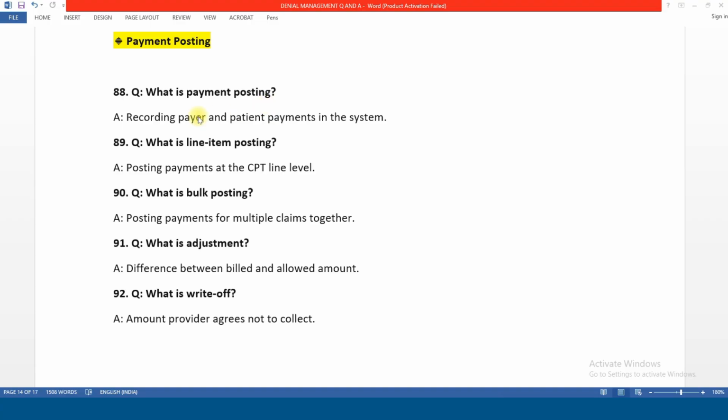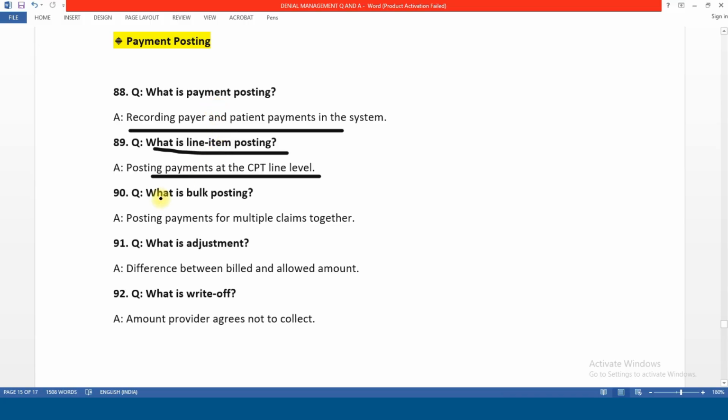So what is payment posting? Recording payer and patient payments in the system is called payment posting. Okay. So what is line item posting? Posting payments at the CPT line level. Okay, so this is line item posting.